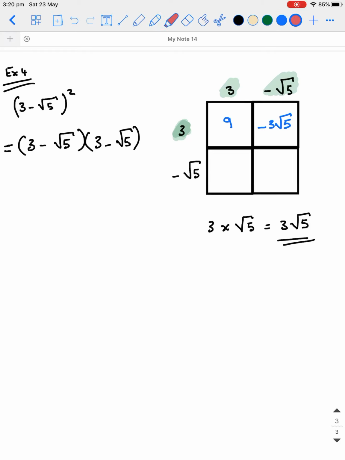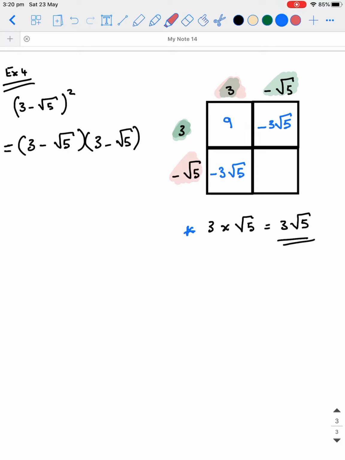If I now go to the bottom row, what I now want to do is multiply by the negative root of 5. So firstly I take the negative root of 5 and multiply that by this 3. Now again, I know that the answer is going to be negative, because a positive multiplied by a negative is negative. And I know from down here that 3 times root 5 is in fact 3 root 5. So the answer in this box is negative 3 root 5.